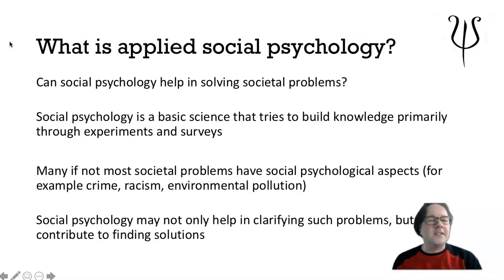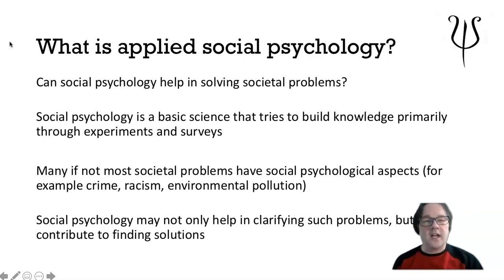So, what exactly is applied social psychology? Well, you can ask yourself, is it possible that social psychology can help us solve societal problems? And the answer to that is yes, absolutely. We can use social psychology in helping to solve societal issues. And that's really what applied social psych is all about, using social psychological theories, research findings, what we know about social psychology, and applying that to real world type of problems.